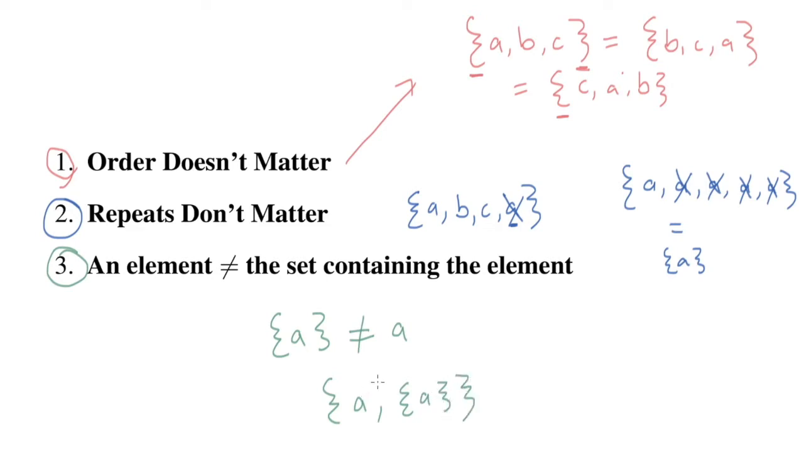How many members are in this set? Well, you might think it's only one because you might think that repeats don't count, but that's actually incorrect. This set actually has 2 members, 1, 2. The reason it has 2 is because these 2 objects, A and the set containing A, are 2 different things. So the set containing A is not the same thing as A.